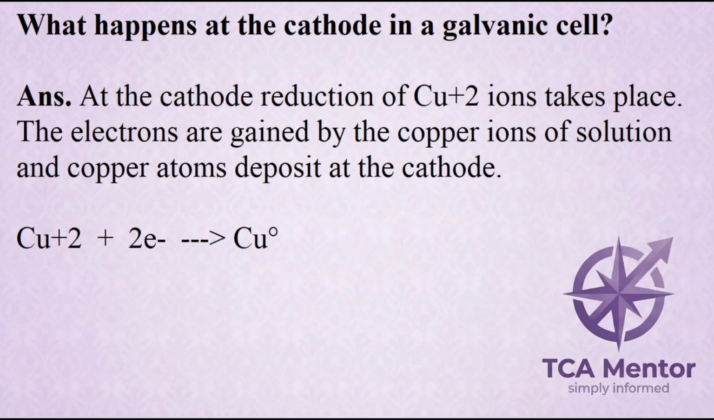What happens at the cathode in a galvanic cell? ANS. At the cathode, reduction of Cu²⁺ ions takes place. The electrons are gained by the copper ions of solution and copper atoms deposit at the cathode. Cu²⁺ + 2e⁻ → Cu°.